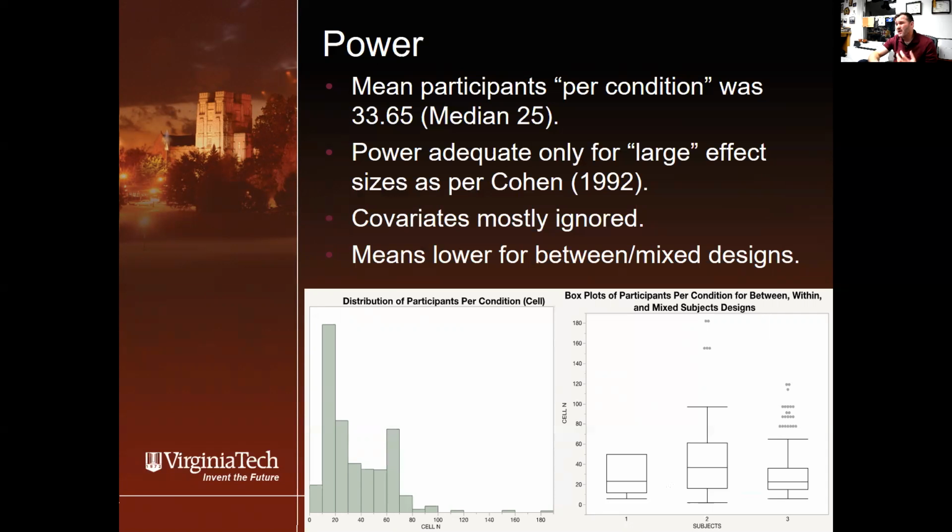This also includes our analyses pretty much ignoring covariates, in which case the power would be much lower. We basically didn't take them into account very well, so it was a very forgiving analysis. And when we looked at between or mixed subject designs, you can see on the right, those are the box plots to the left and right, the means and medians are actually even lower. So for designs or basically experiments, things like that, means are lower.